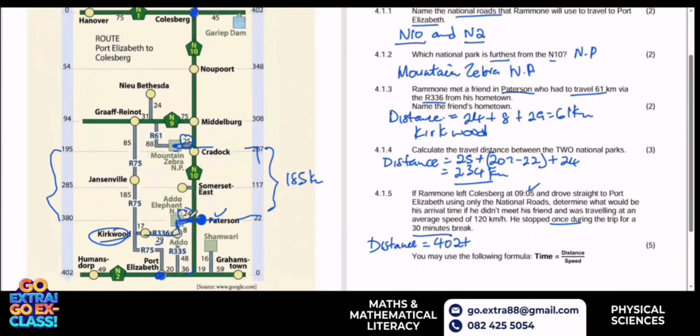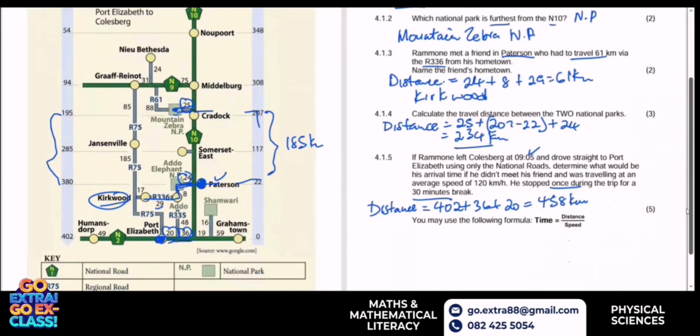So on this N10, he will travel 402 kilometers. Then from here, he needs to turn this side. When he turns this side, here is Port Elizabeth. There is this distance of 36 and this distance of 20. So we need to add 36 plus 20. This gives us a total distance of 458 kilometers. That will be the traveling distance between those two points. Now if we continue, we need to find the traveling time.